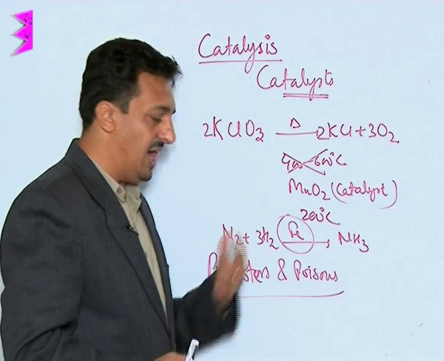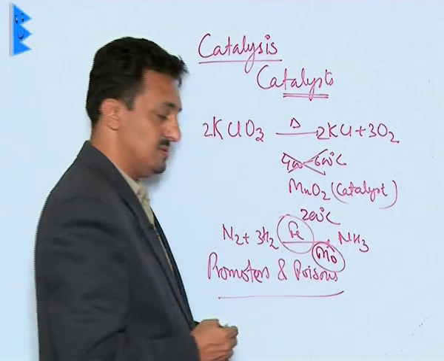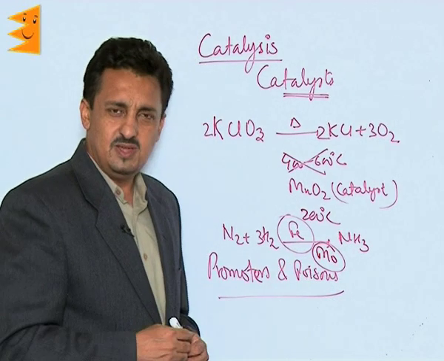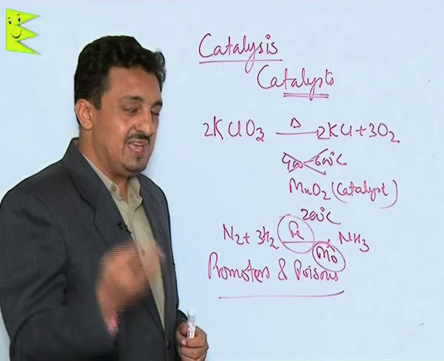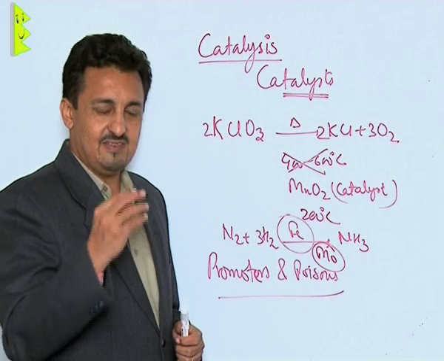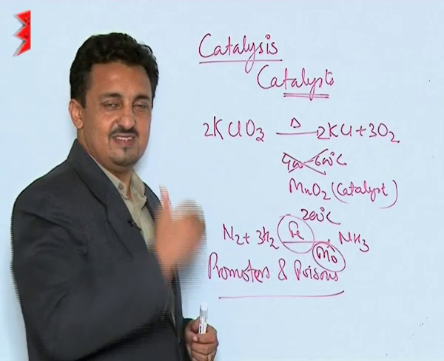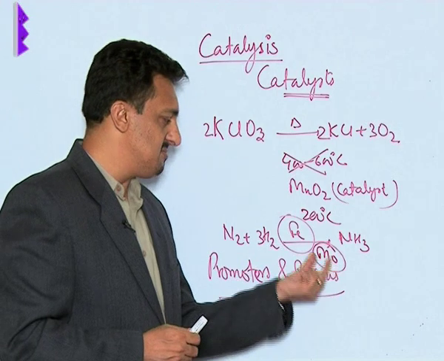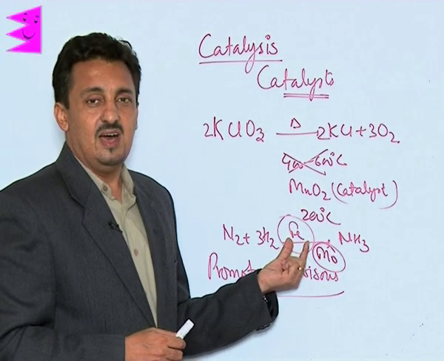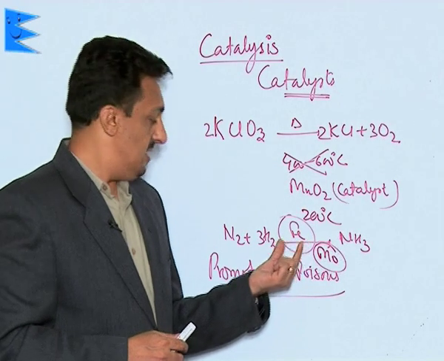Like in this case of Haber's process, we add a small amount of molybdenum also. What is the use of this molybdenum? Molybdenum is not acting as a catalyst. It is actually increasing the activity, the rate with which Fe is changing the rate of the reaction. It further increases its activity, its rate. So the chemical substances which further enhance the activity of a catalyst are called promoters.